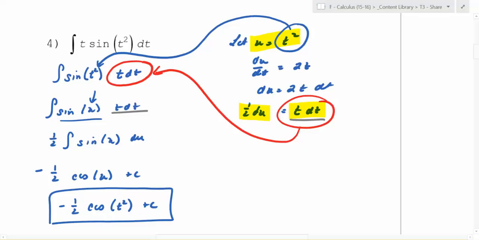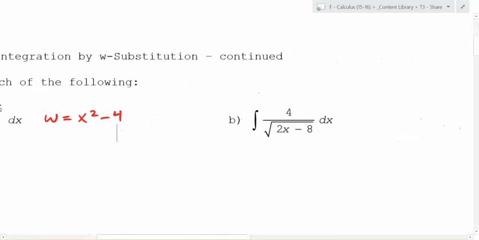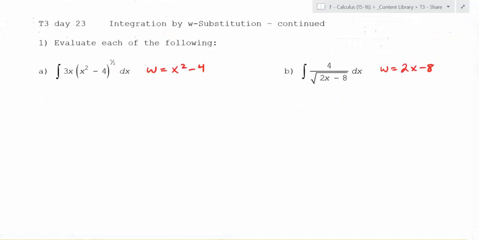What do we think w should be on A? Take a guess. x squared minus 4. Yeah, that's a great thing to try. What about B here? What do we think w should be here? Take a guess. Yeah, 2x minus 8. Things underneath radical signs are great targets to try. So these two right here.